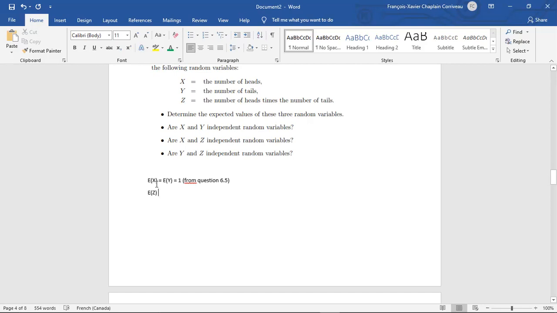So anyways, again, I'm getting ahead of myself here. We're just dealing with the expected value. So the expected value of Z is equal to the expected value of X times Y. Okay, so now, important, and I think that's why I took this question. Can I write this?